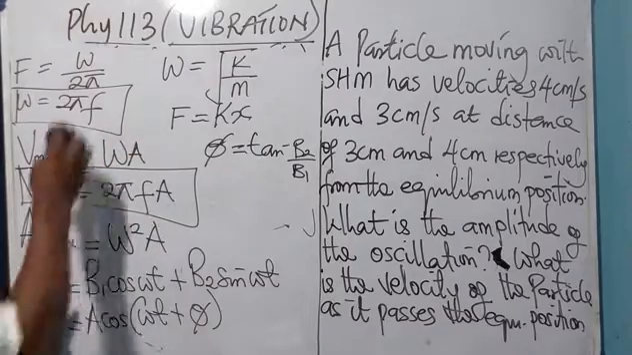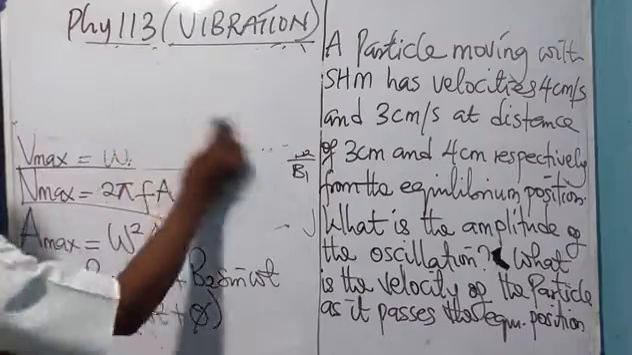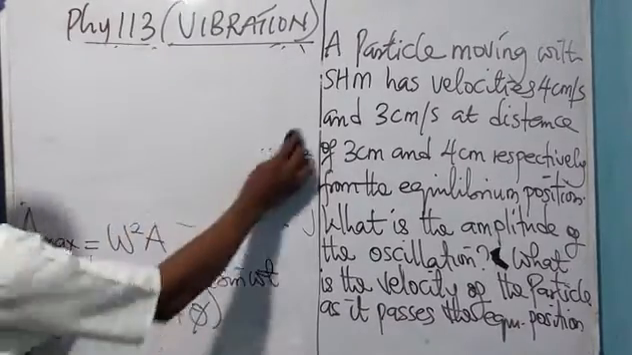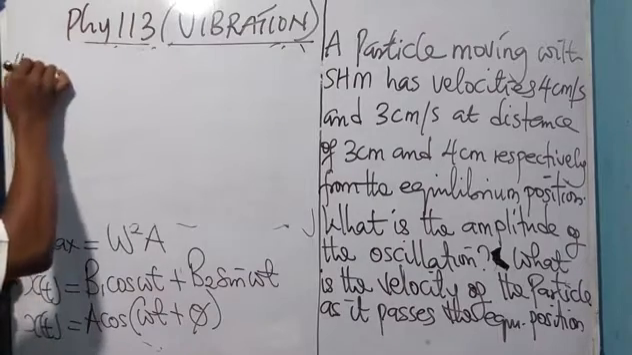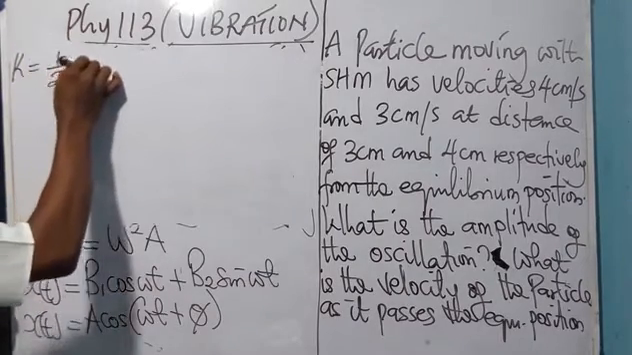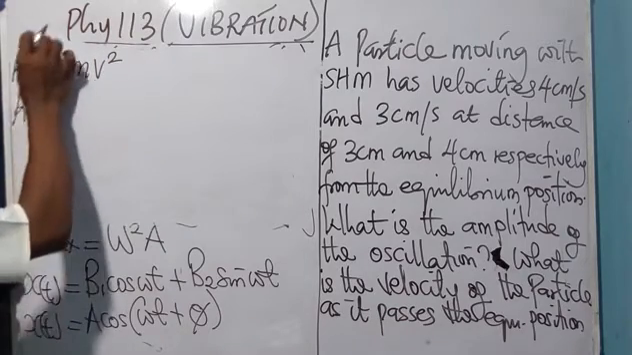So, kinetic energy in simple harmonic motion. We have K equals half m v squared. We also have that K, that is KE, don't forget.